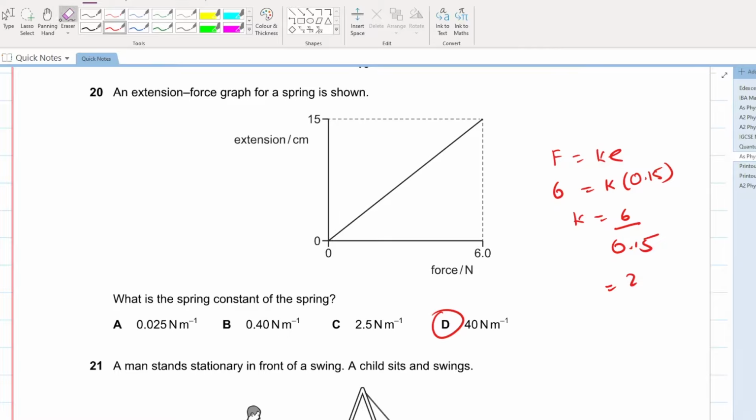Beta, any ambiguities here? MCQ 10 to 20, any ambiguities?